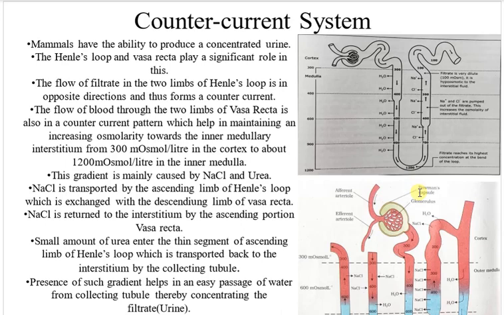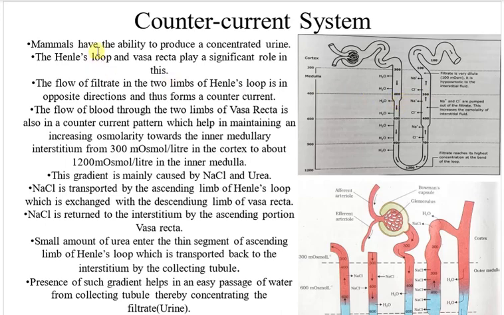You can see in this diagram, this is the descending limb and this is the ascending limb of Henle. In the descending limb, the fluid is going down, towards gravity, you can say. But in the ascending limb, the fluid is going against gravity. So these are two different directions. So why is it important?